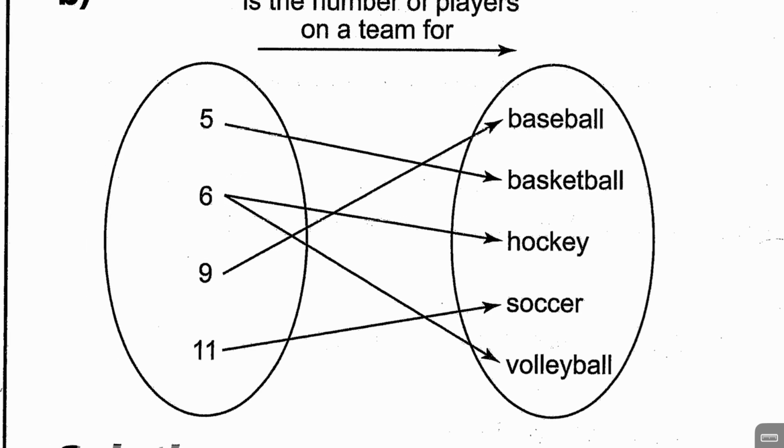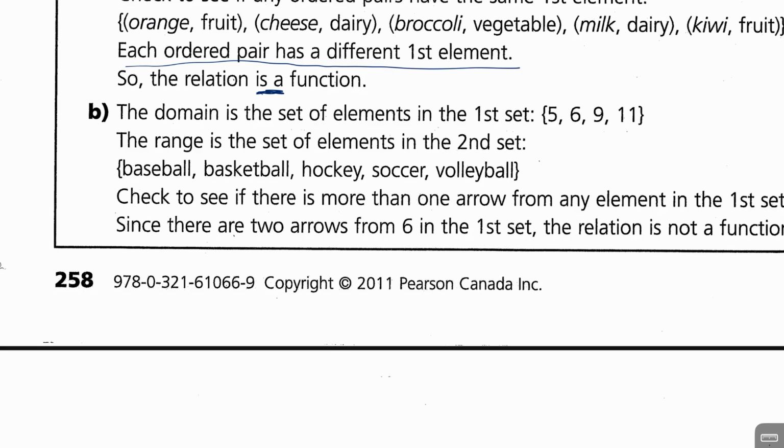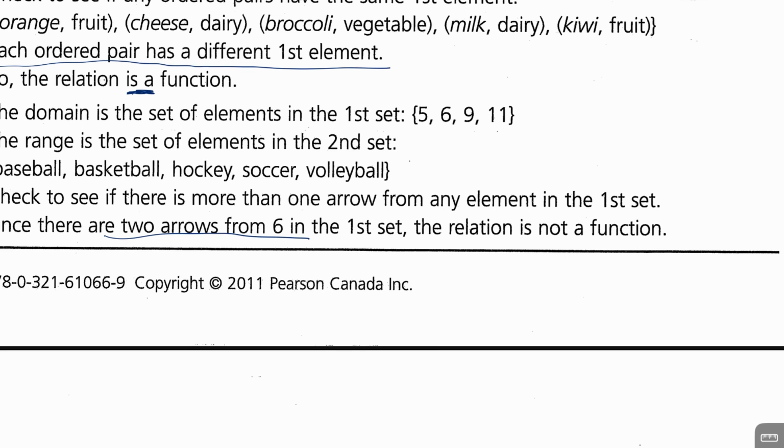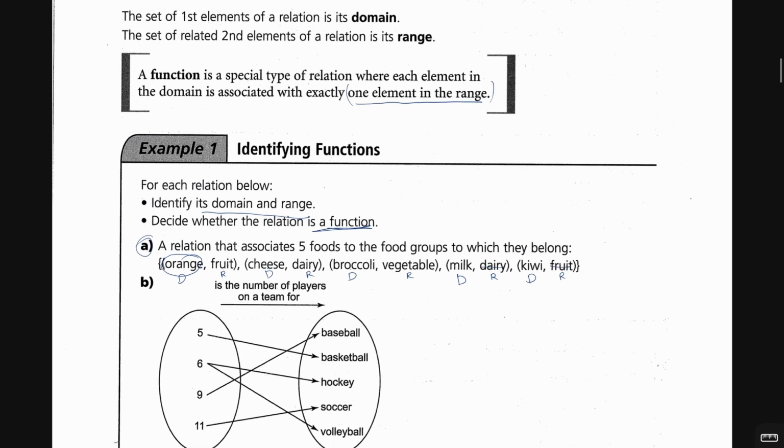Here is my second relation, which is given as an arrow diagram. You can see the number 6 is associated with 2 terms in the range, which means this is not satisfying the condition of a function. Since there are 2 arrows from 6 in the first set, the relation is not a function. So you have to check how many arrows originate from each element in the domain.